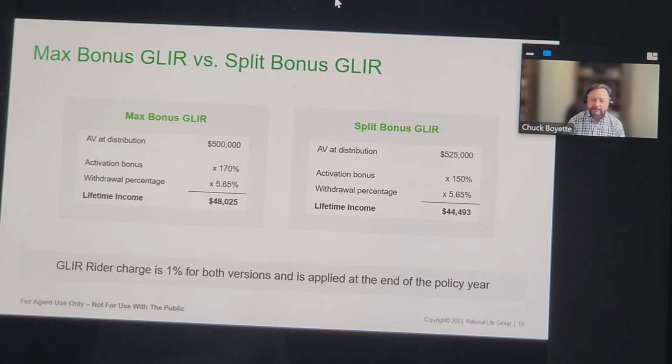But it's an interesting comparison because we have a higher account value, a lower activation bonus, and the same withdrawal percentage. But if you look at the lifetime income, it's $44,000 versus $48,000 with the max bonus. So the income is lower with the split bonus. Again, a little note there at the bottom of the slide just reminds you that there is a 1% fee for both of these, and that is applied at the end of the policy year.